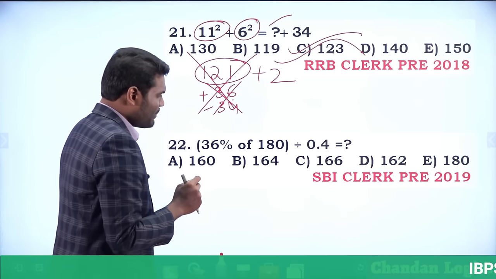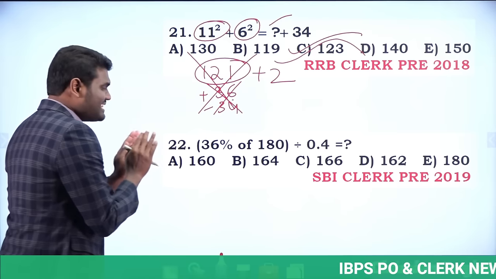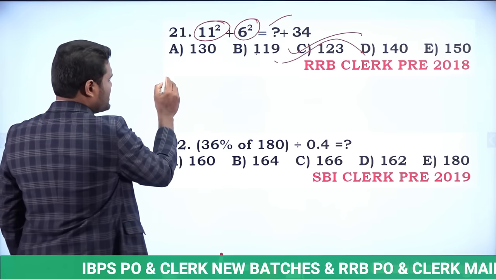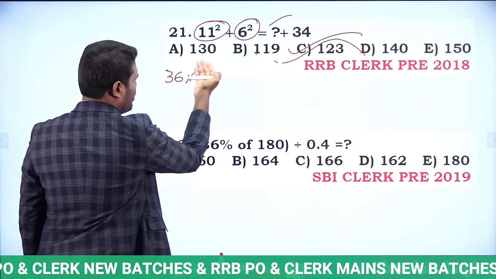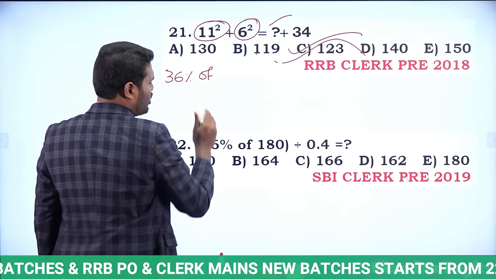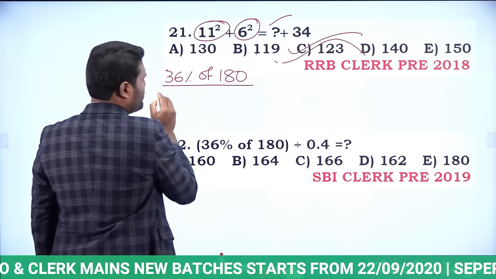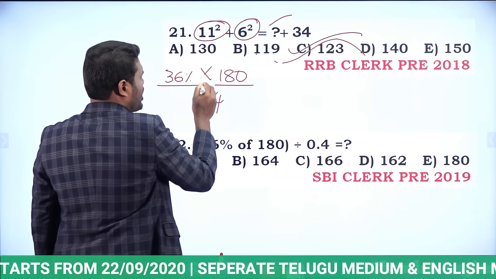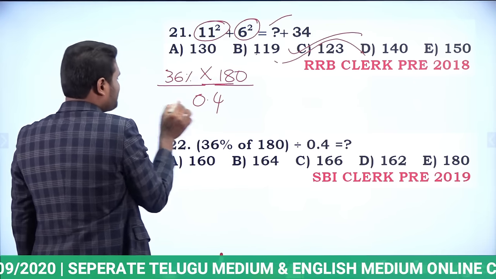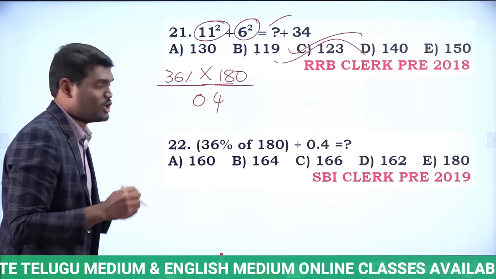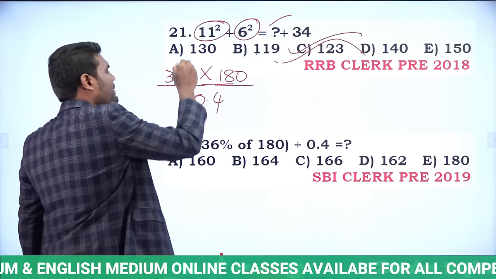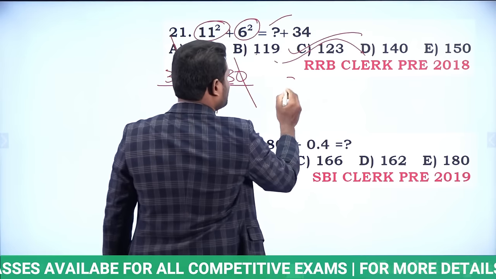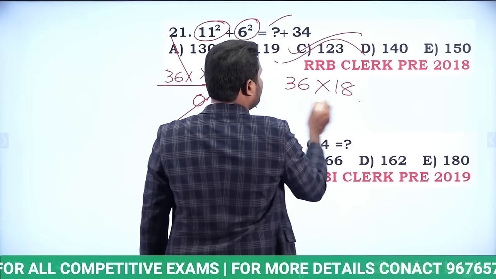36% of 180 divided by 0.4 equal to how much? And look, this is a very simple question, but many of the guys try to make it complicated. Look here, if we observe this one, this is nothing but 36% of 180 divided by 0.4. Okay, if you observe here, of is nothing but multiplication. Okay, of is multiplication. Now percentage represents divide by 100. So that is the reason what I'm doing is, I will cancel the percentage and this zero and this decimal point. Now you are just left with the calculation 36 into 18 divided by 4.